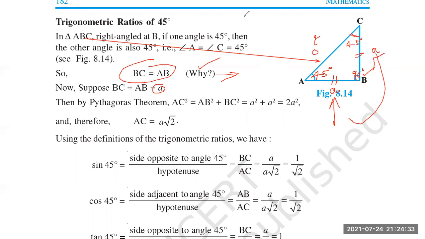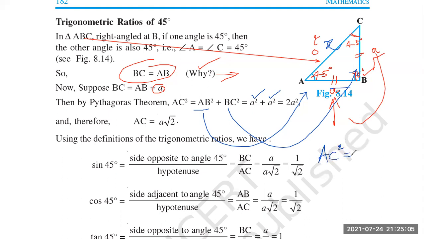AC square. Here the Pythagoras theorem is used. Formula: hypotenuse square, AC square. This is unknown, you can write it as x also. AC square is equal to AB square, that is base, you can say the adjacent for angle A, and the BC, opposite for angle A. इन दोनों के sides के squares के summation. So it is A square plus A square, which is 2A square. AC square is equal to, what did we get here? AC square is equal to 2A square आया है.